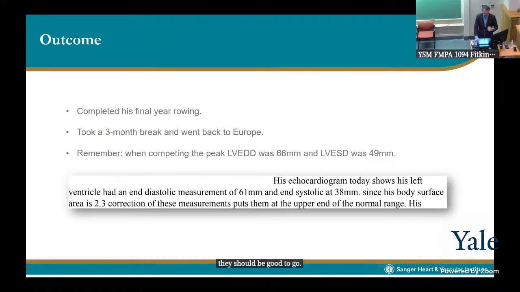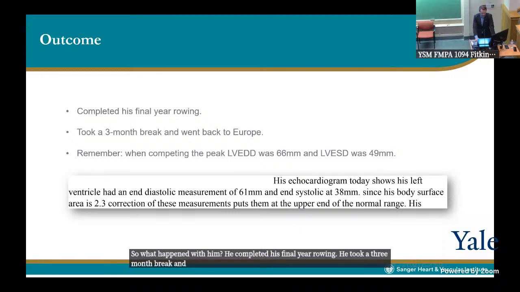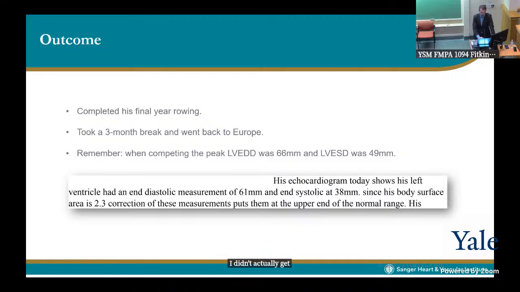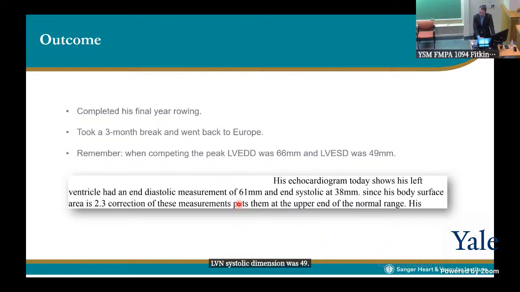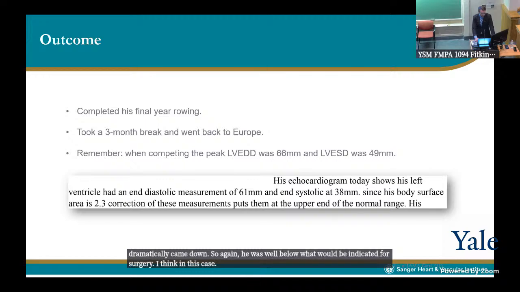So what happened with him? He completed his final year rowing. He took a 3-month break and went back to Europe. I didn't actually get the images of his echo, but remember his LV end diastolic dimension was 66 and LV end systolic dimension was 49. And after those 3 months of detraining, at least on the echo report that they got, both LV end diastolic and systolic dimensions dramatically came down. So again, he was well below what would be indicated for surgery. I think in this case, he had a good, happy outcome.